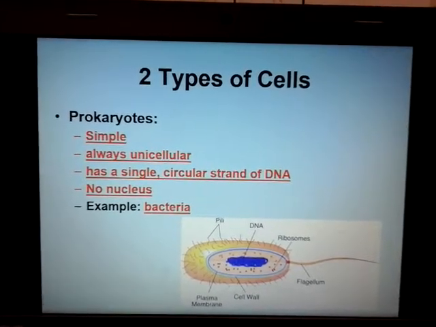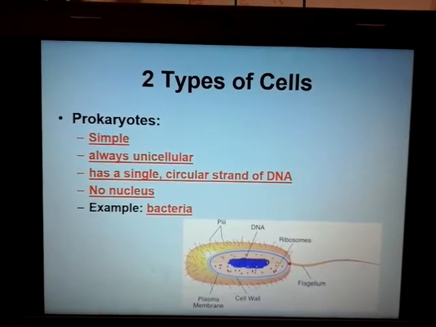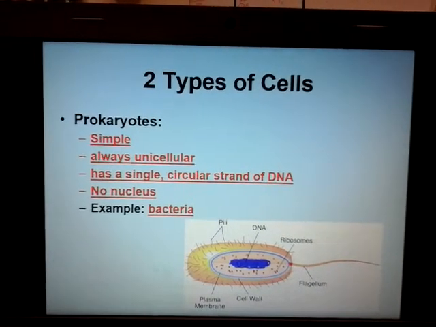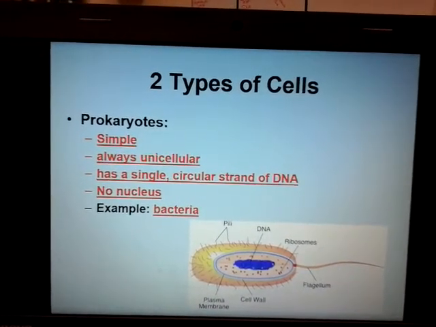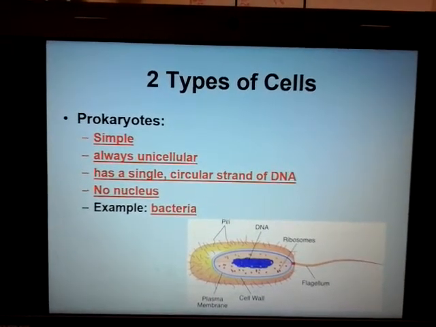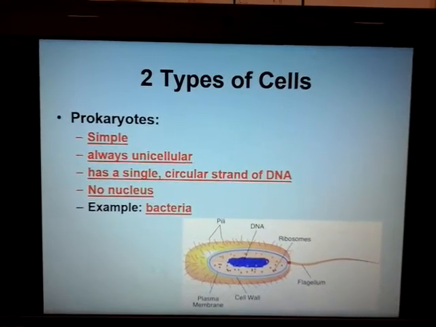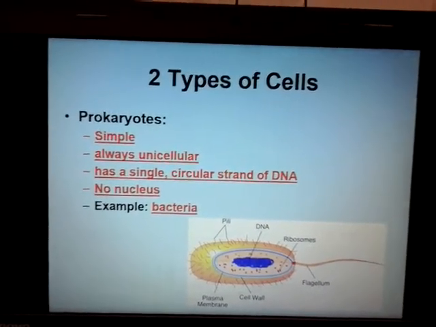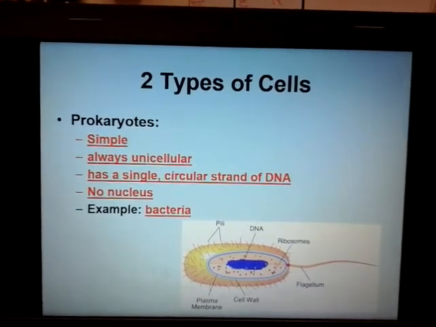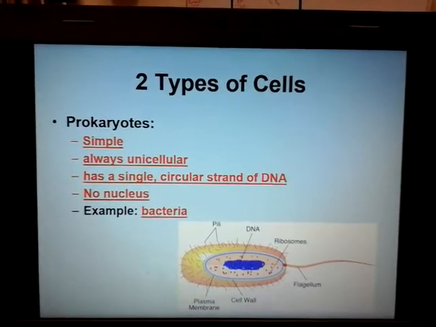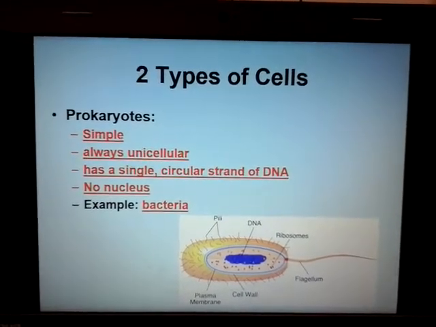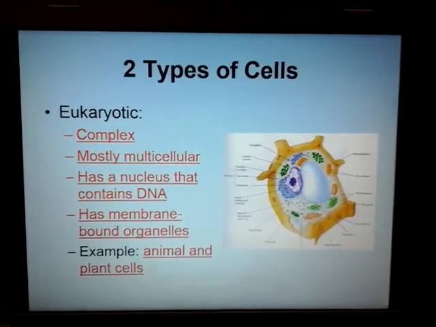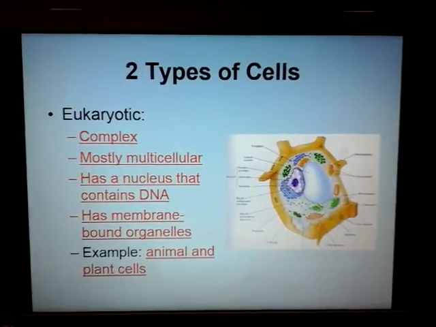Everything else in nature, plants, animals, fungi, algae, protists, these guys are all what we call eukaryotes. Notice I didn't say viruses. Viruses are not considered living, so viruses aren't prokaryotes. Viruses are not eukaryotes. We'll talk about viruses more later. But pro means no. So prokaryotes do not have a nucleus. Eu means do. These guys do have a nucleus.